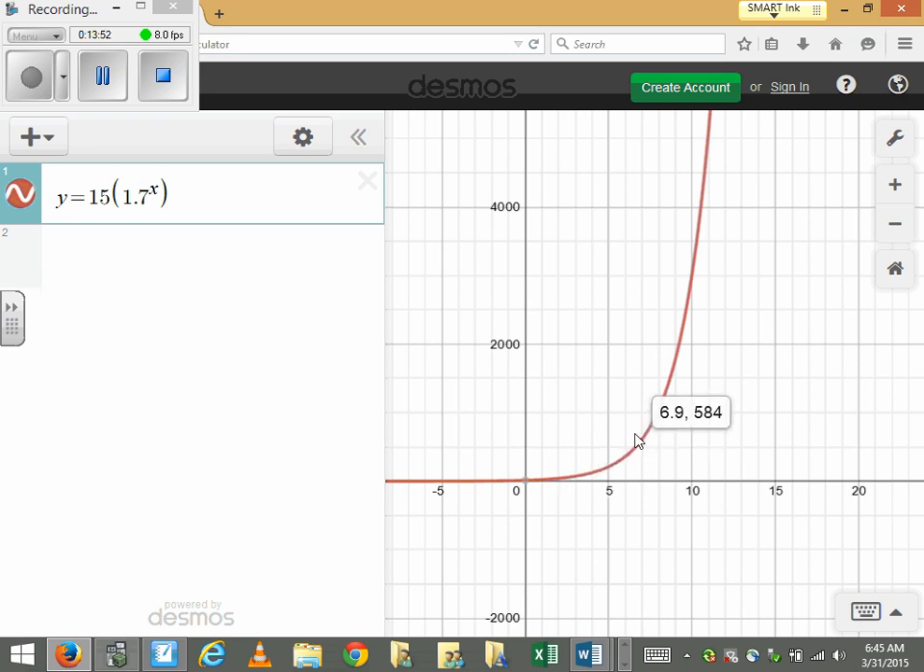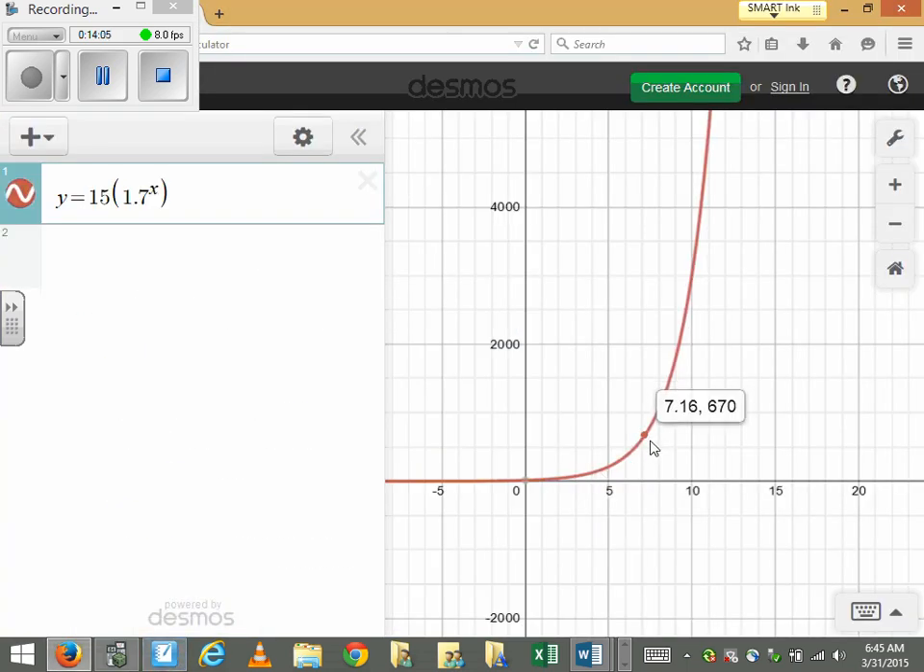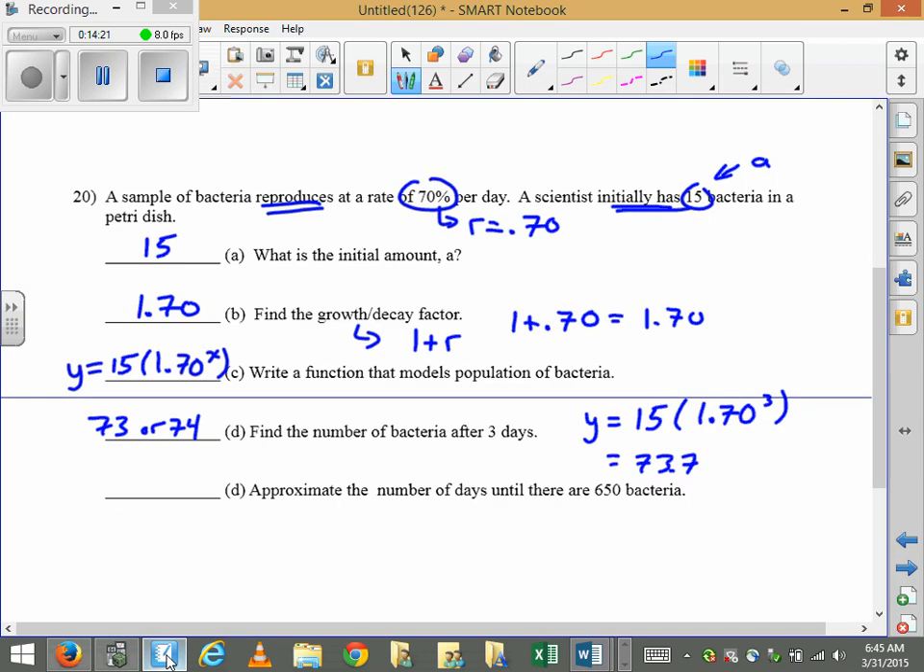So there's 584 bacteria in about 7 days. Okay, so there you go. There's a better look at 7. After 7 days, there's 616 bacteria. But again, we want to know 650. So keep going until we get to 650. There's 649. So somewhere just over 7 days. So at 7.1 days, there's 649 bacteria. So let's call it just over 7 days, or we could just say about 7 days, according to the graph.